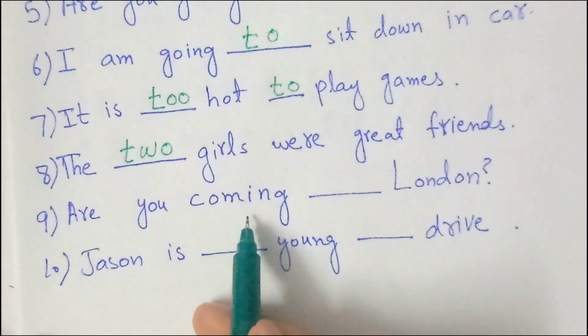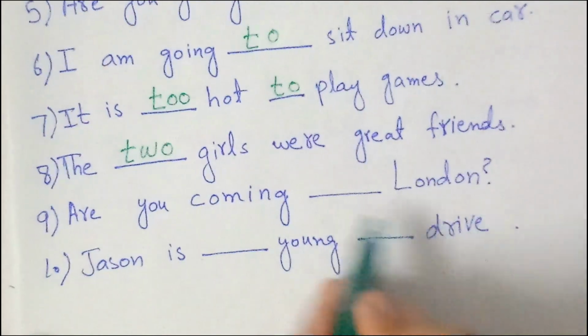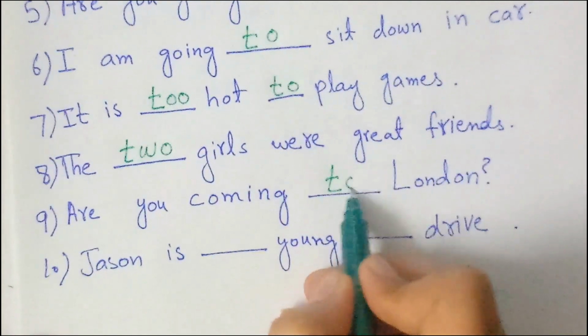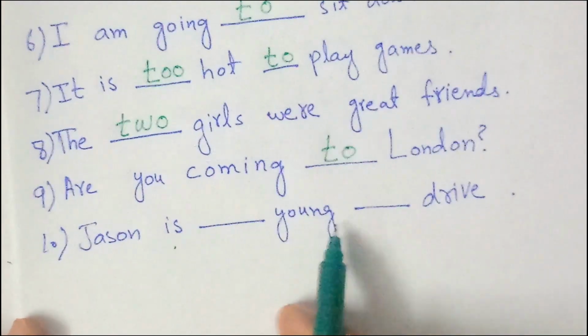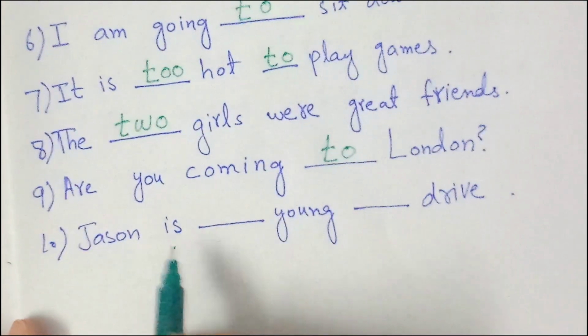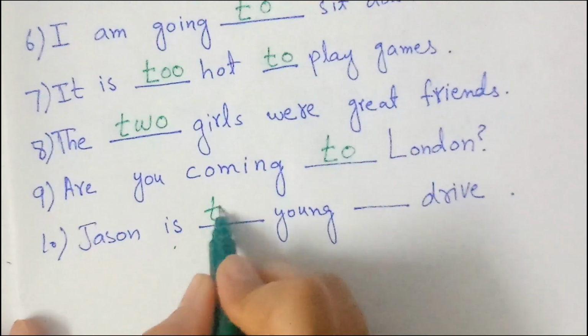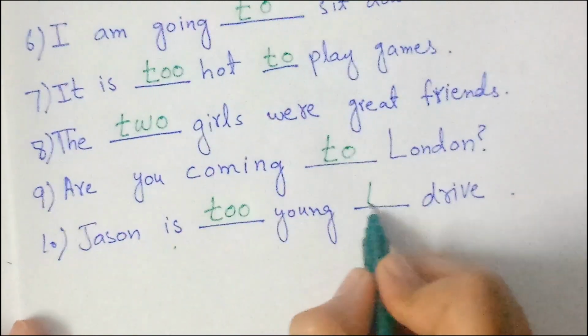Are you coming dash London? Are you coming to London? Jason is dash young dash drive. Jason is too young to drive.